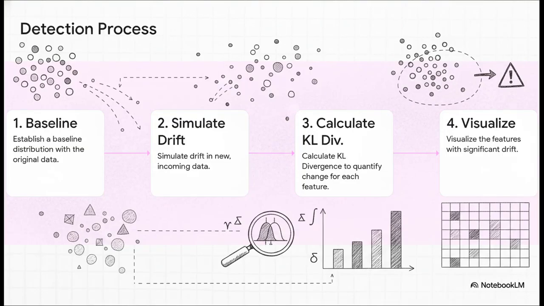And the actual process here, it's honestly so simple but incredibly powerful. First, you need a baseline. You take your original training data and say, this is what normal looks like. Then, for new data, you start measuring the difference. Step 3 is the secret sauce. You calculate something called KL divergence for every single feature. And finally, you visualize it, so you can see with your own eyes which features are going off the rails.